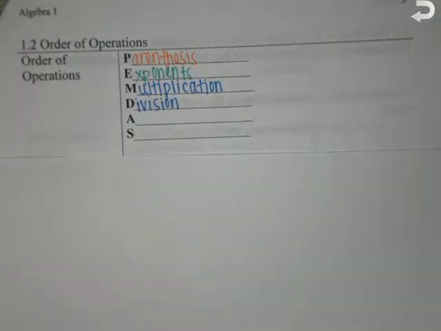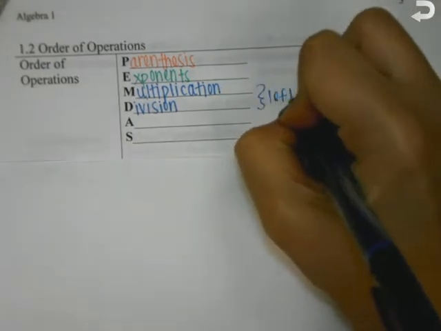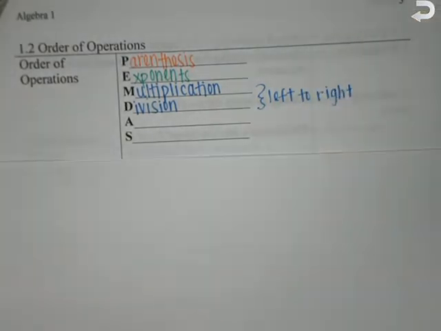So what order do we do multiplication and division in? Left to right. Good, left to right. So I'm actually going to write that on the side. Left to right. So we don't just do all multiplication first and then all division. We actually do left to right. So if division comes before multiplication, we do division first.